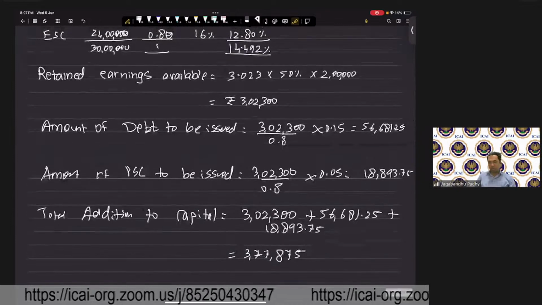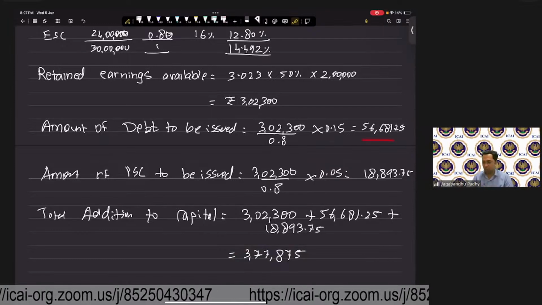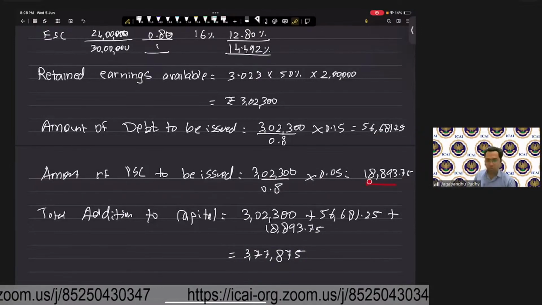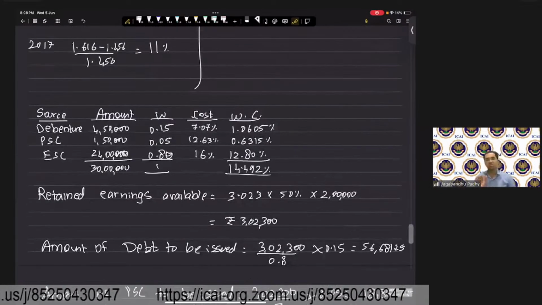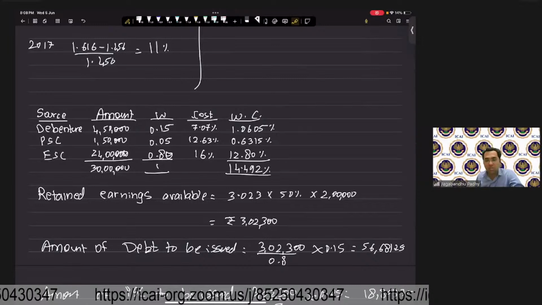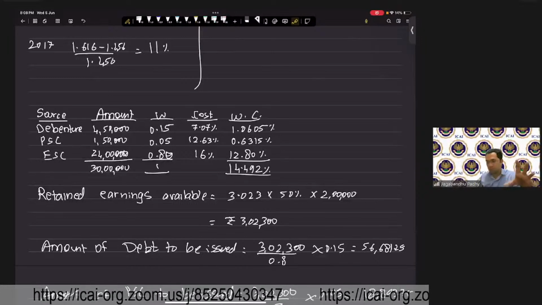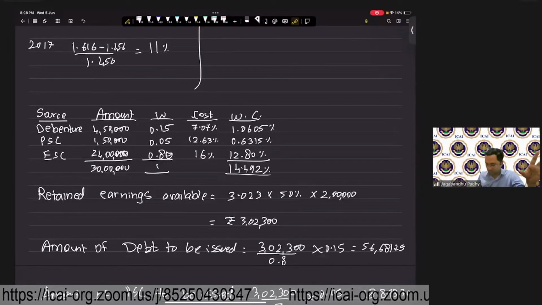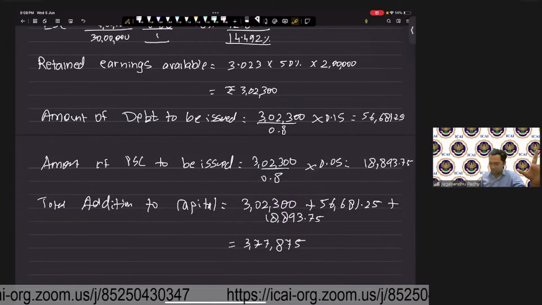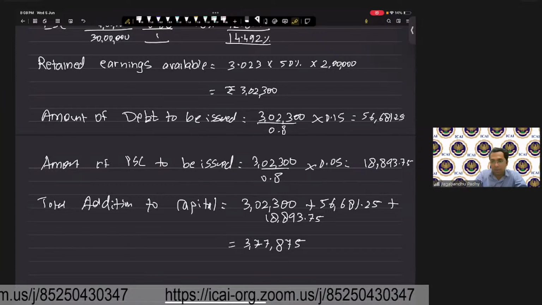Because whatever retained earnings you have, that will make the total capital 3,77,875 if you are going to raise debentures and preference shares. You are definitely going to borrow money and raise money through preference shares to keep this capital structure, or the proportion, constant, because the question has stated that it needs to be optimum. Whatever is optimum, we are not supposed to change it. Keep it as it is, right? So therefore, the total addition to capital, or money which you can spend without any additional equity shares, is 3,77,875. Okay, are we clear till here?